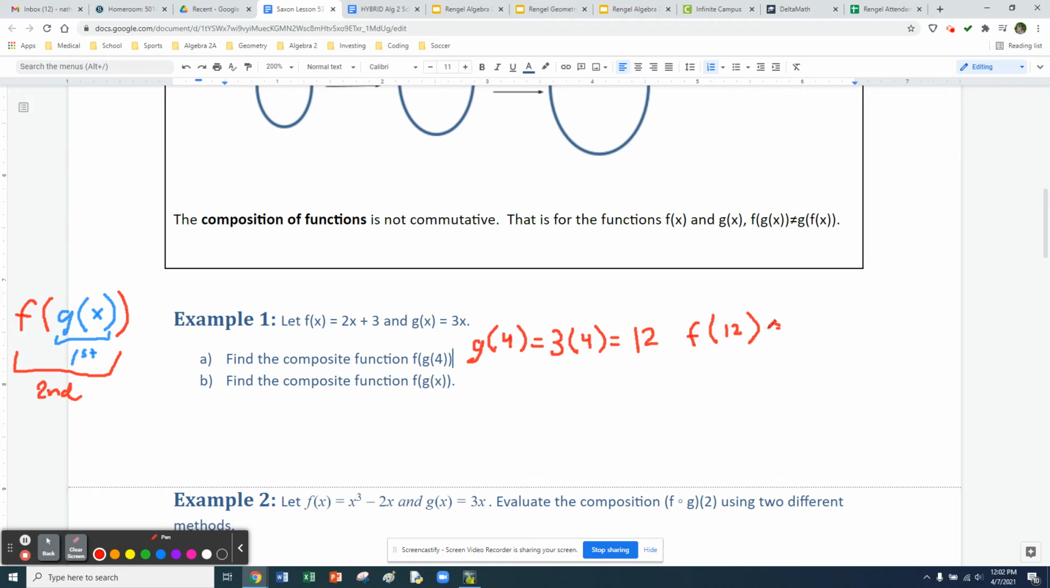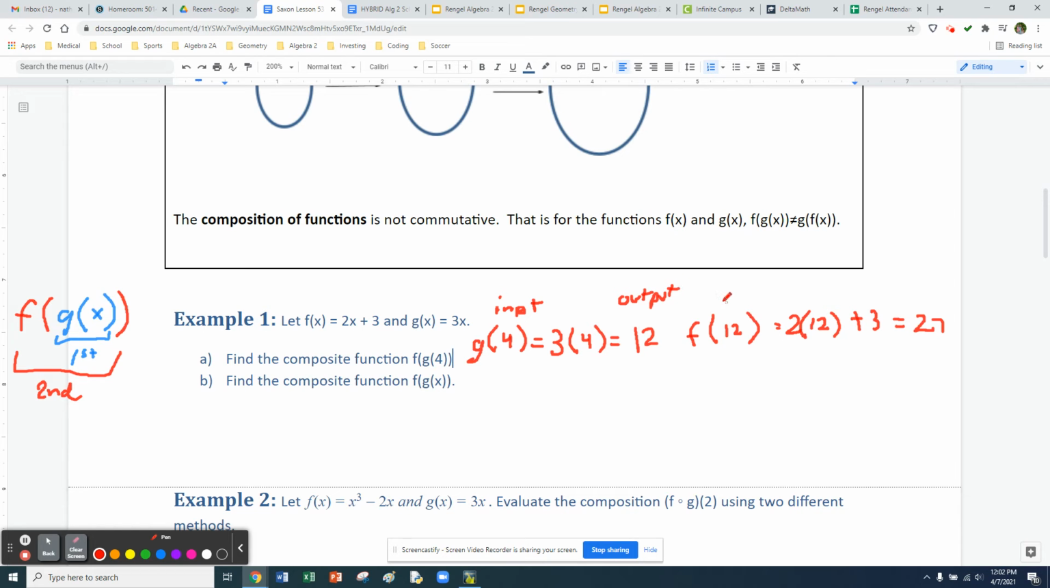F of 12 put into the function rule is 2 times 12 plus 3, which all said and done, I do 2 times 12 plus 3 gives me 27. So following along, I've got an input that was 4. Then we get this output that was 12.